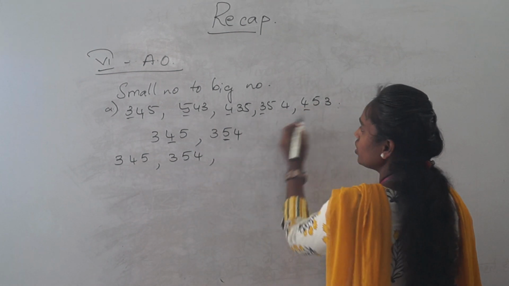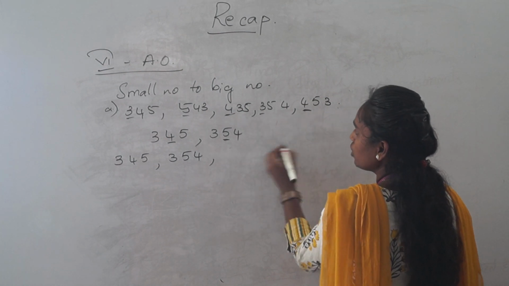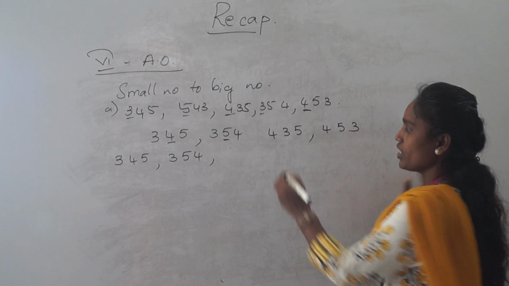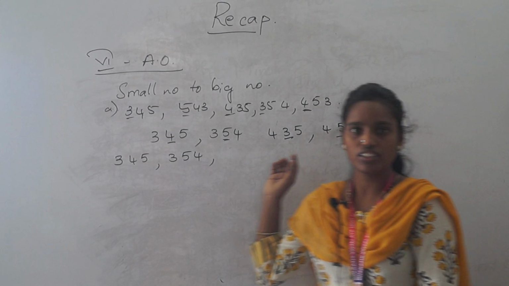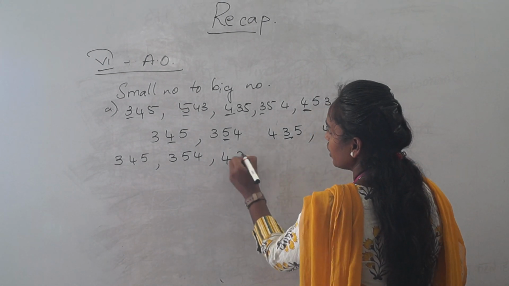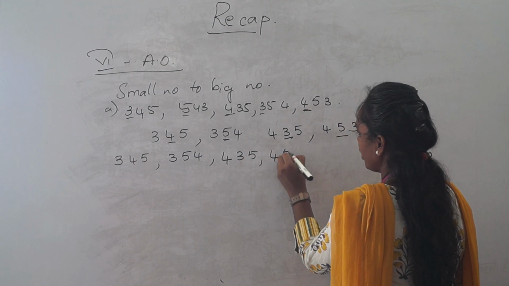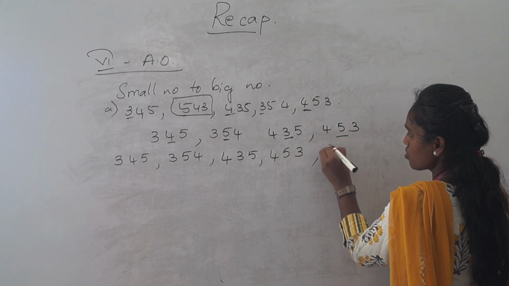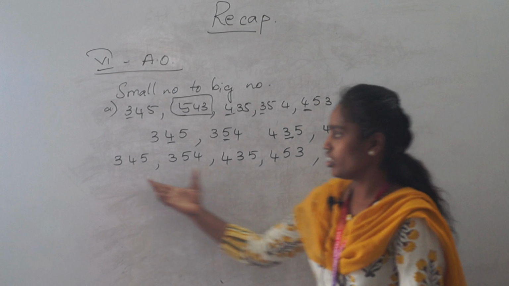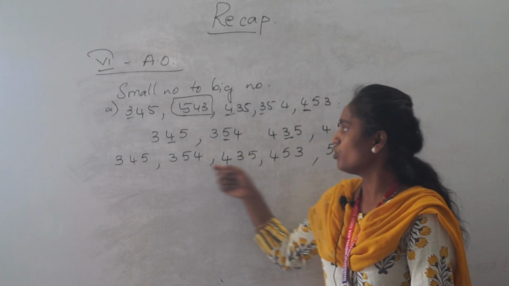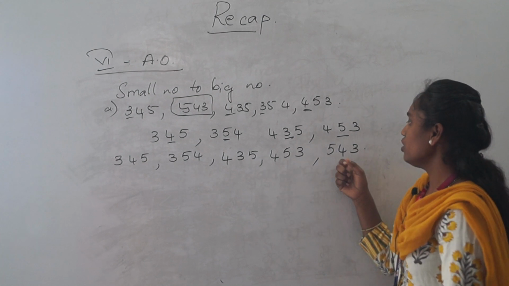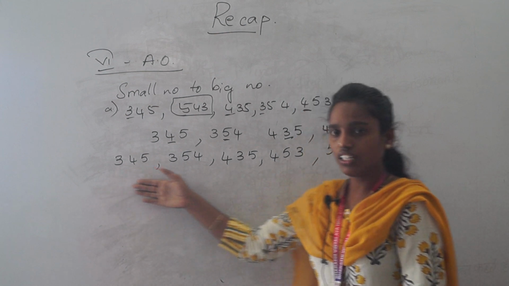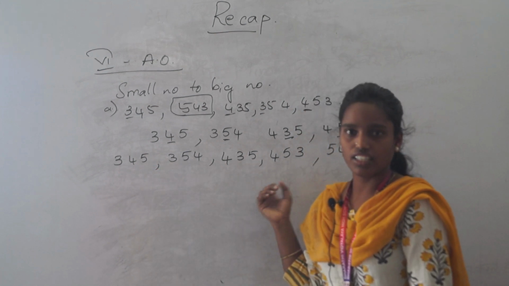And next, which one is smaller? 4. So here also there are two numbers, 435, 453. Now cross check the tens place. 3, 5. Which one is smaller? 3. So we should write 435, next 453, and the last remaining one is 5. There is only one number, so at last we will get 543. So children, see here: 345, 354, 435, 453, 543. These numbers from the start onwards are in increasing order, that is nothing but ascending order.